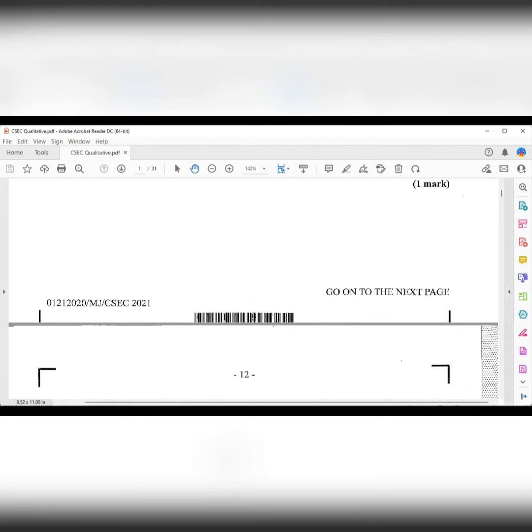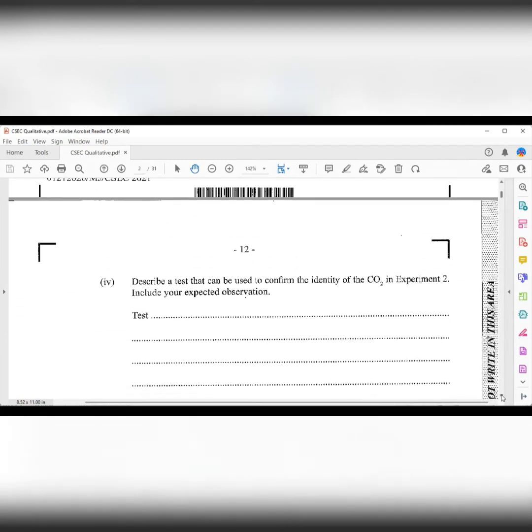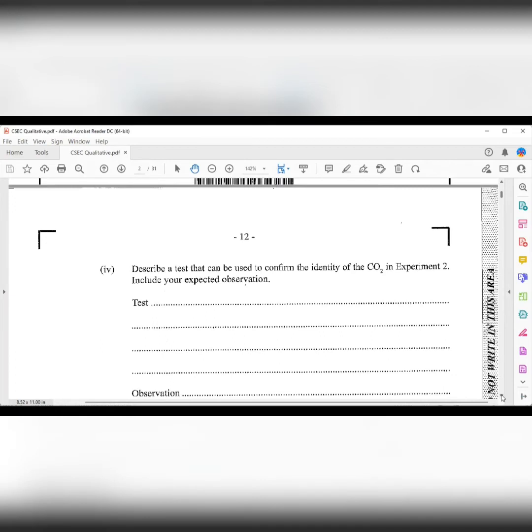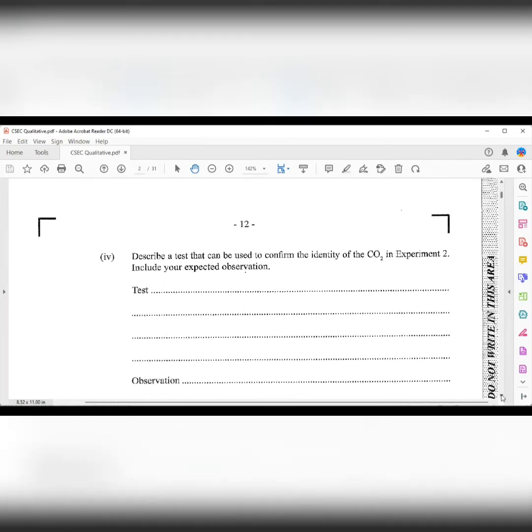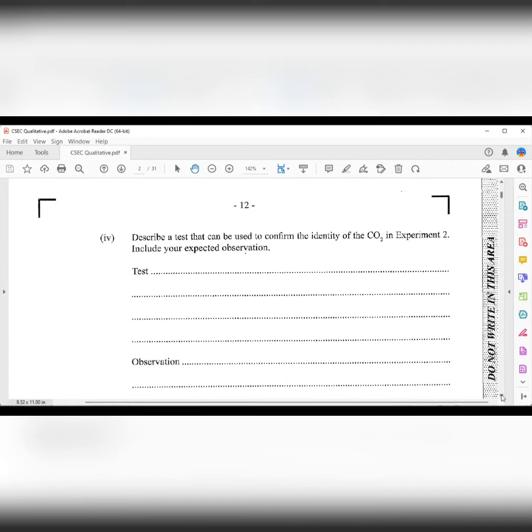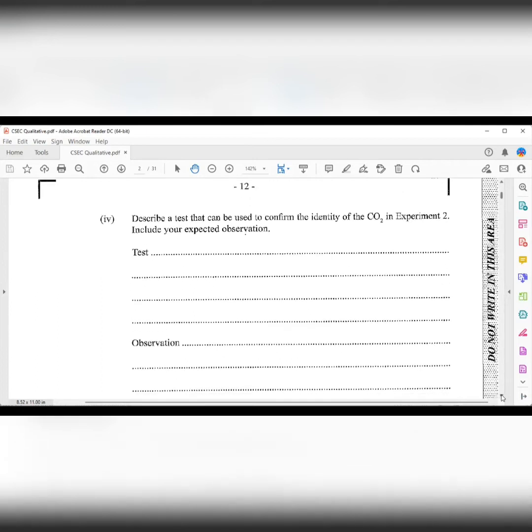That was in 2021, as you can see there. Right there, you can see when the exam was, 2021. That was last year. So we proceed. It says describe a test that can be used to confirm the identity of carbon dioxide in the experiment, include your expected observation. So the test that you can use is you can blow the bubbles on a lit splint, and if it extinguishes it, it is possibly carbon dioxide.